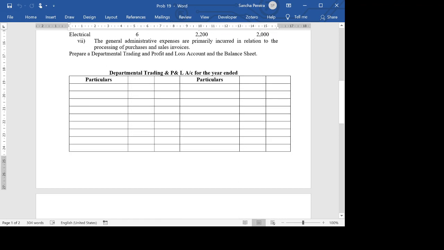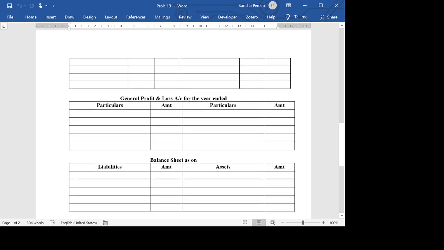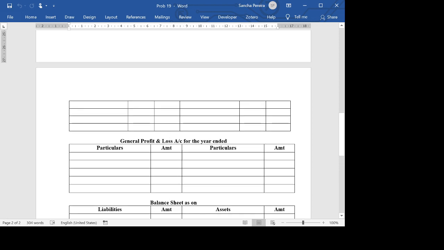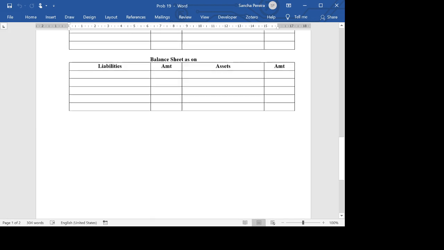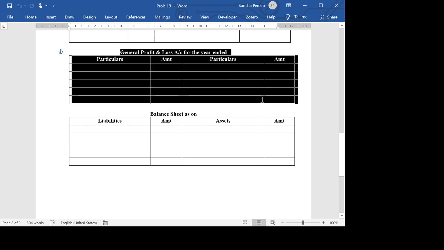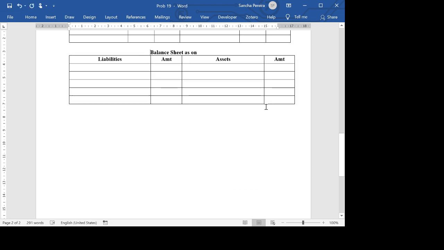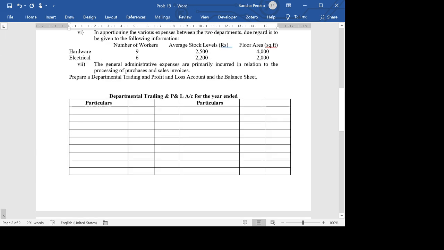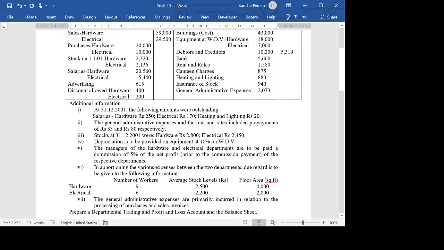So in the problem, we have to do the departmental trading and profit and loss account and the balance sheet. We don't need the general profit and loss account because, as we had discussed, there's nothing that goes in the general profit and loss account in this problem. So that's not required. Only the departmental trading and profit and loss account and the balance sheet.